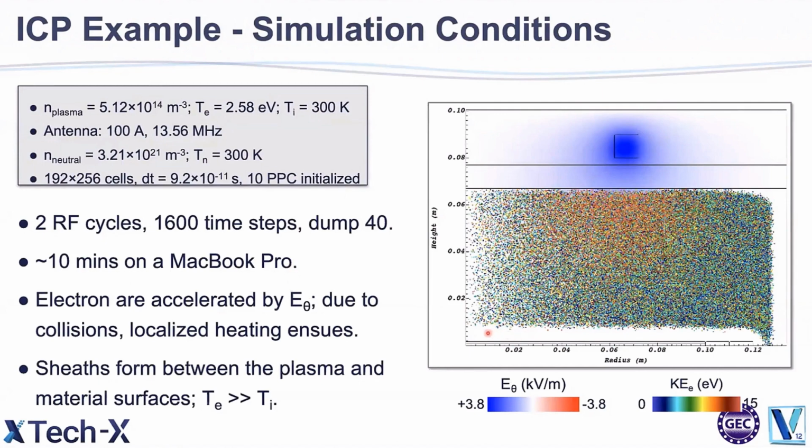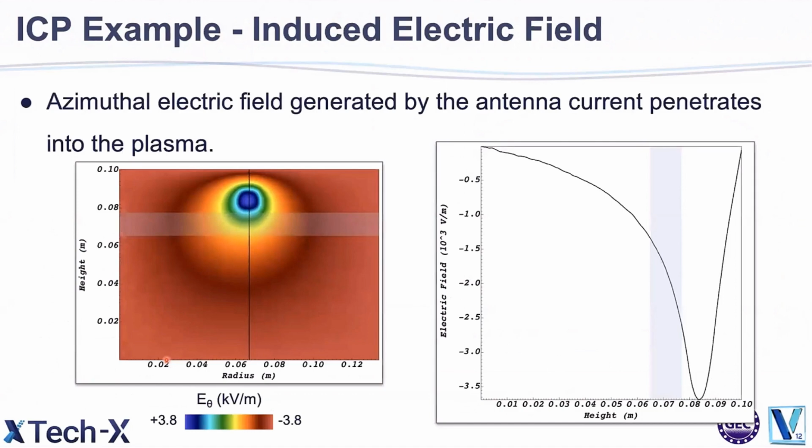Here you can see that we're forming sheaths in about 1 RF cycle, and electrons are accelerated by E theta, causing local heating. If we're looking at propagation of the induced electric field into the plasma, here we're showing the dielectric window, and we're looking at a slice of E theta. As you can see, into the plasma, it decays exponentially, which is correct. And that's why you get most of the heating near the window.